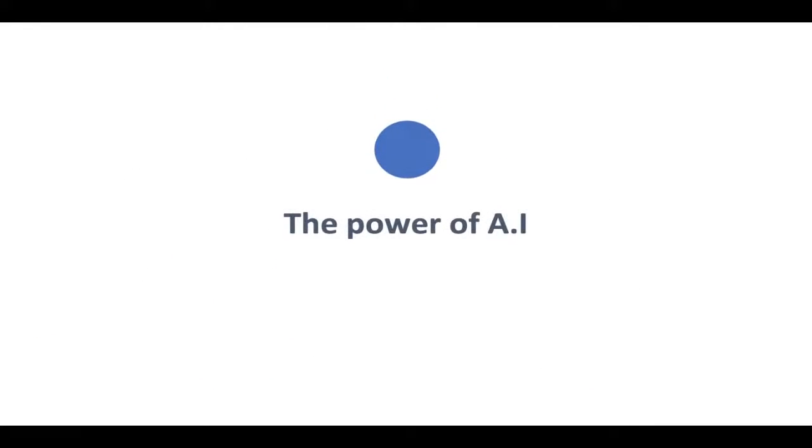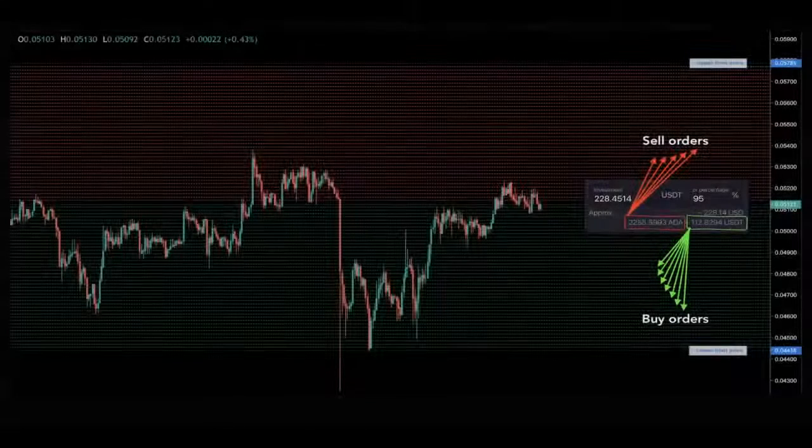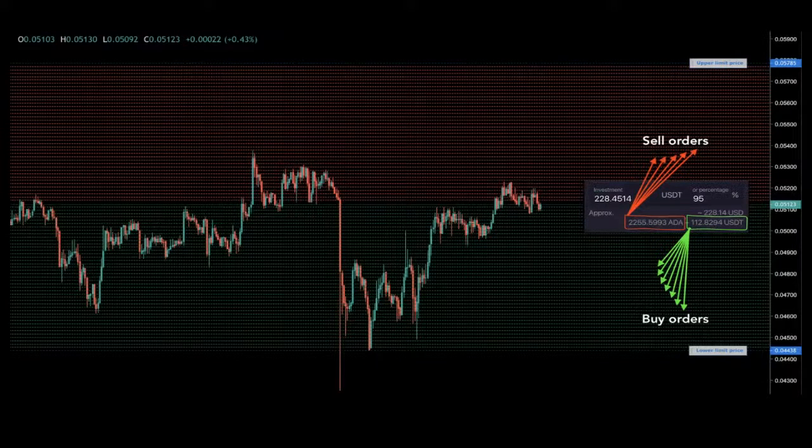So let's begin with the power of artificial intelligence. What I mean by that is that using artificial intelligence in automated trading basically allowed us to develop a fully configured trading algorithm. As of today, we have significantly empowered the so-called grid mechanism, which is basically the system plotting sell orders and buy orders within the defined trading range.